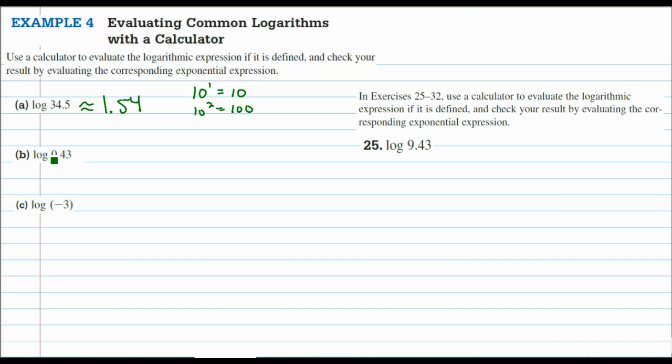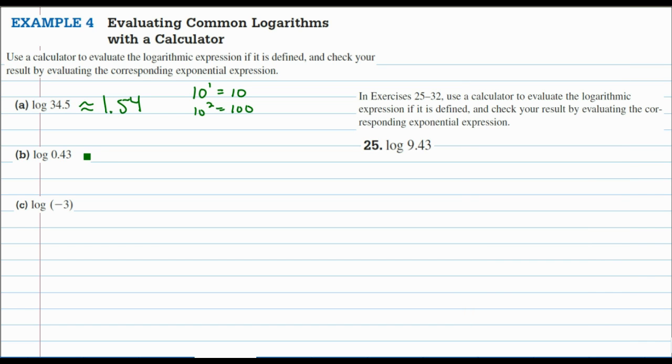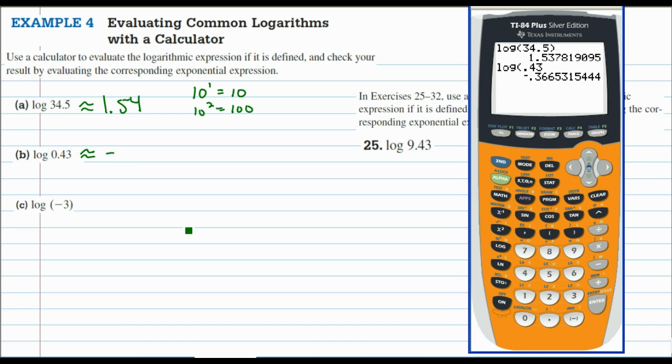Now look at part B. 10 to what power equals 0.43? So I'm going to do the log of 0.43, and I get negative 0.37.